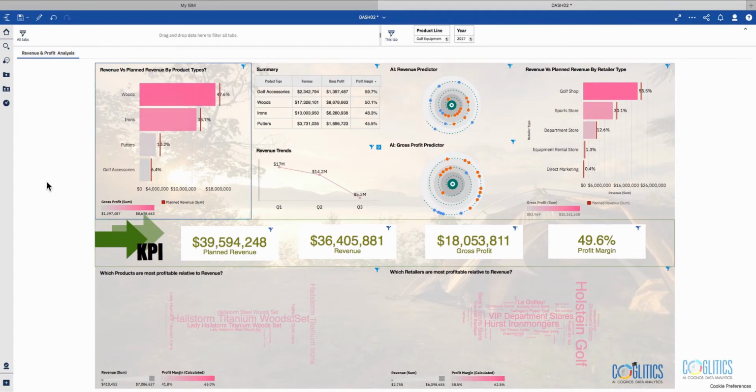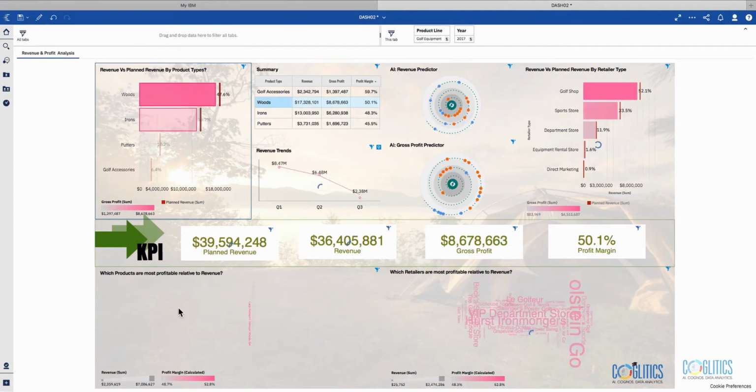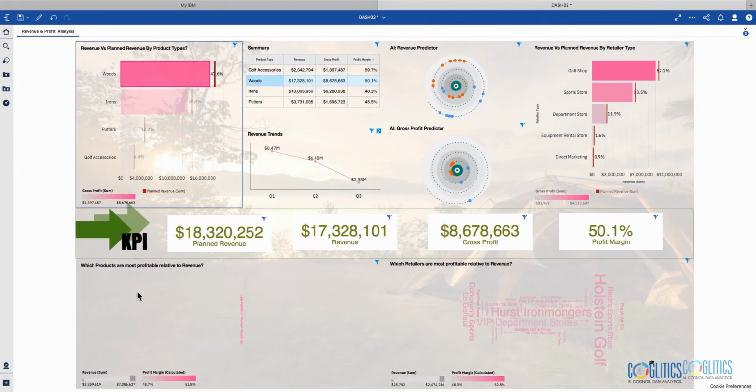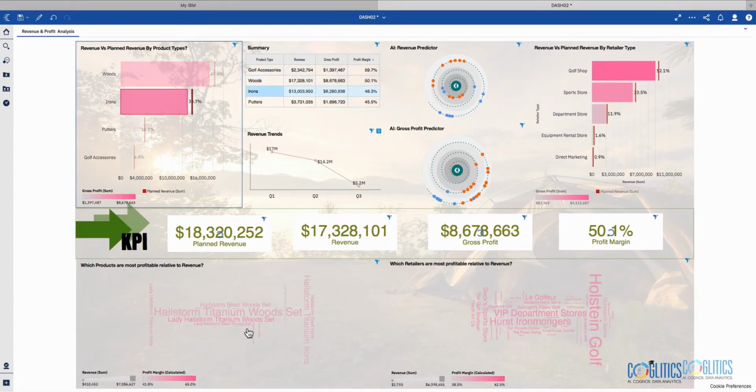We want to look at our product lines, and for each of the product lines, I want to look at the product types. When I click on a product type, I want to be able to see which of our products is most profitable within each of our product types. So we have a word cloud here at the bottom. Depending on what I click on, you see more products.